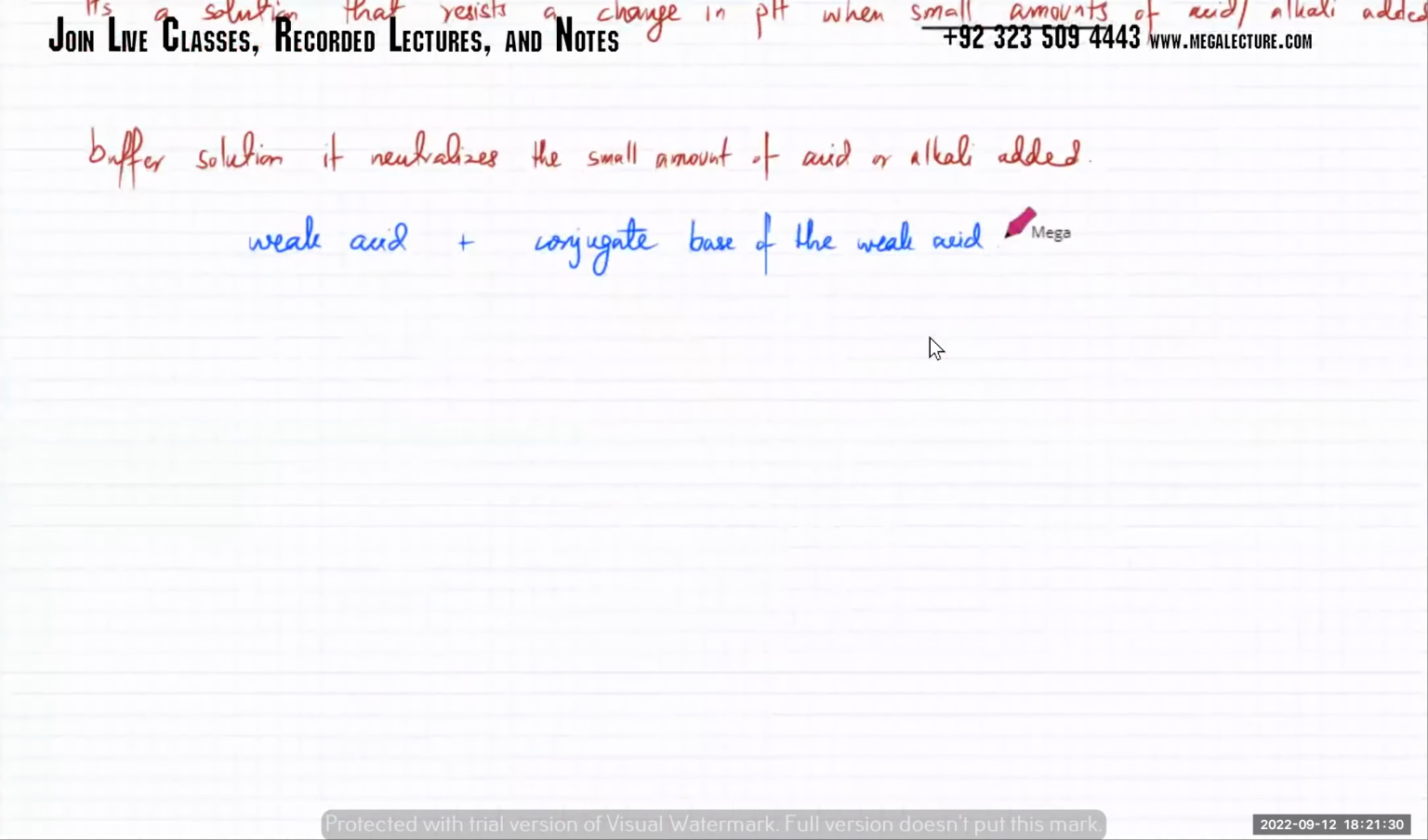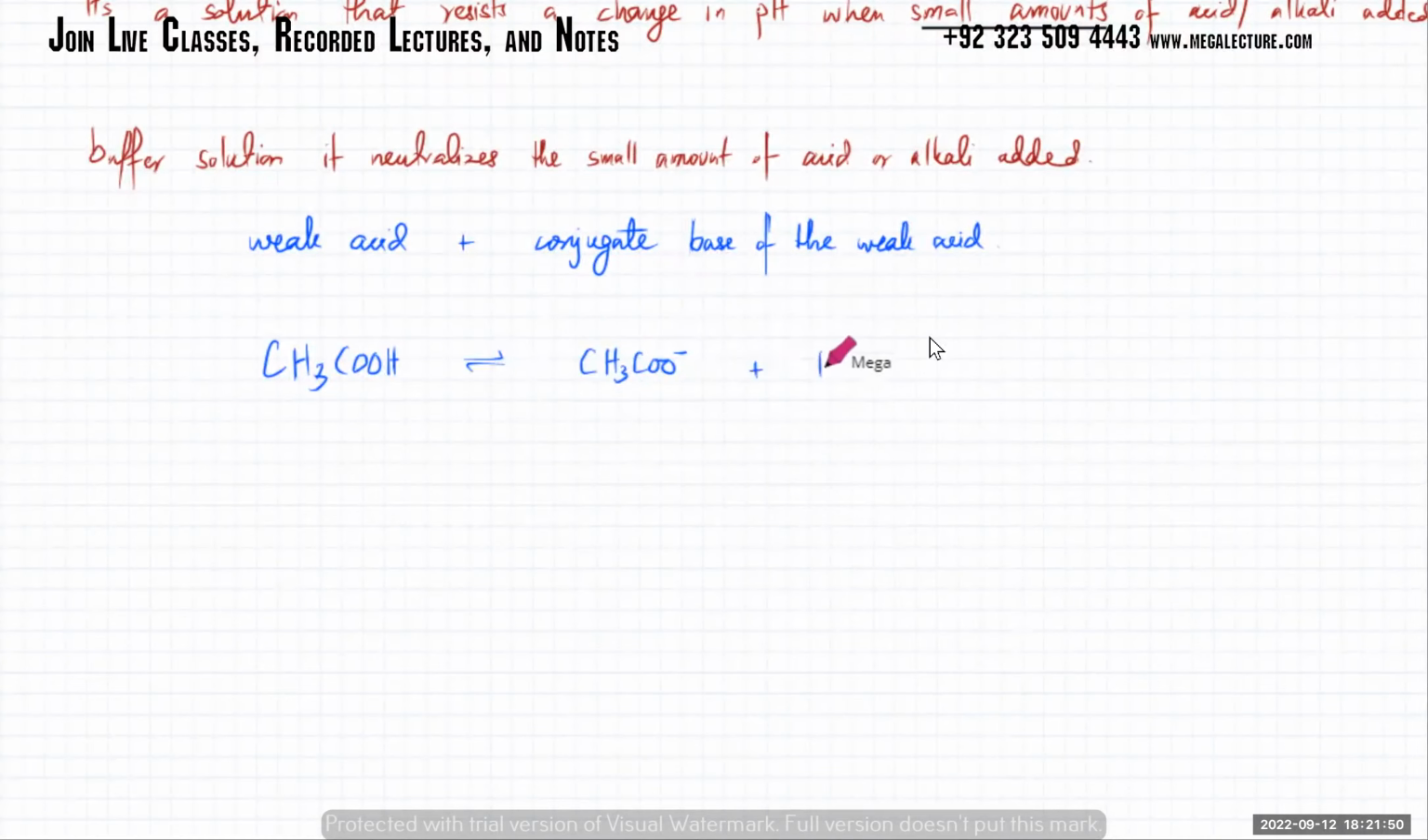So here's what's going to happen. Two things required. So let's say I've got ethanoic acid. So ethanoic acid is CH3COOH. That's the weak acid. I'm trying to make a buffer. Now ethanoic acid will ionize weakly and it will produce two ions. Ethanoate ions, CH3COO minus 1, and it's going to produce H plus 1 ions. Now this over here is your weak acid.